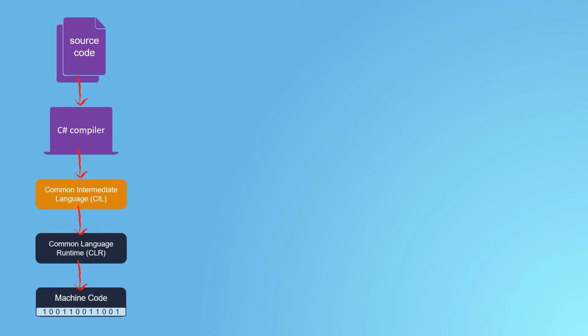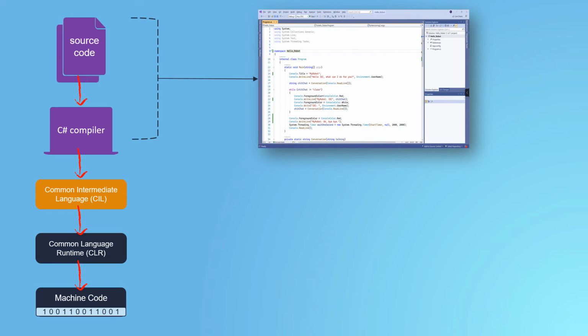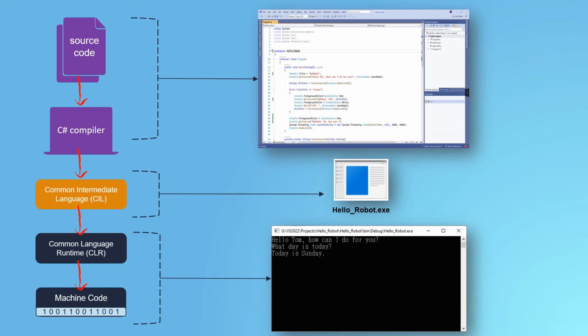So if we match the architecture to what we did for our Hello Robot application, it looks like this. We write source code and build it by using Visual Studio. After the program is successfully built, it's transformed into either an exe or a DLL file. In our case, it's an exe file. Then when we run this application, the CLR transforms the exe into machine code for Windows to run. That's the whole process of an application being transformed from source code to an executable program.